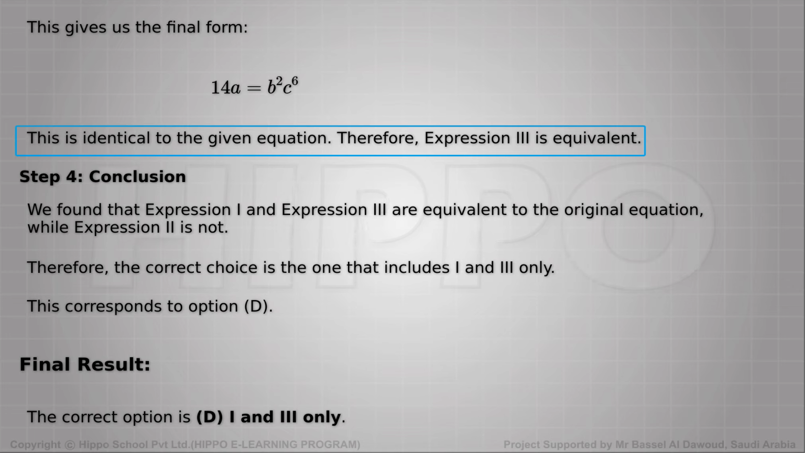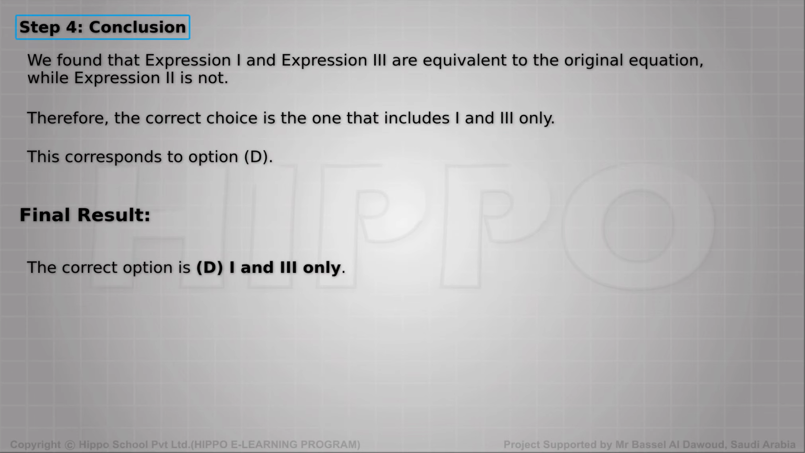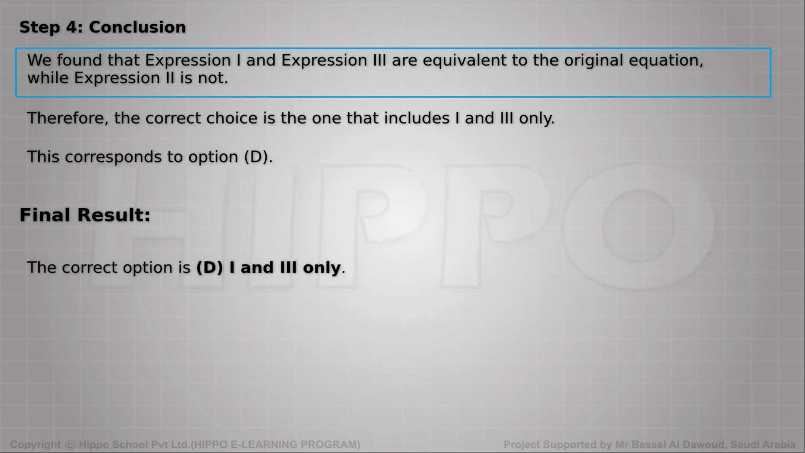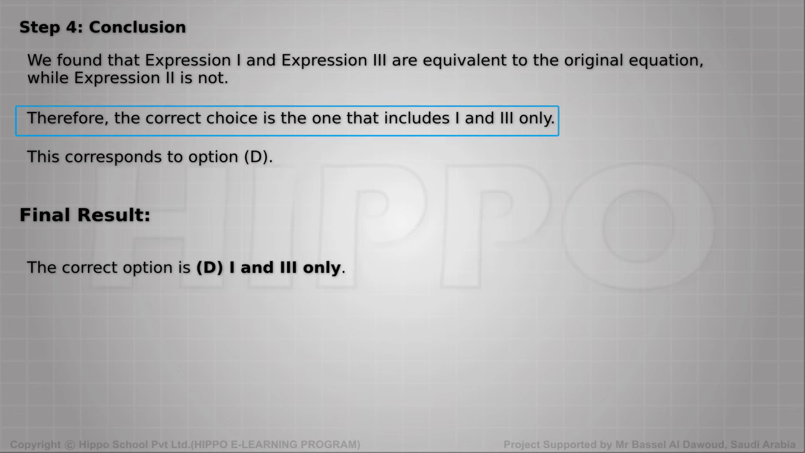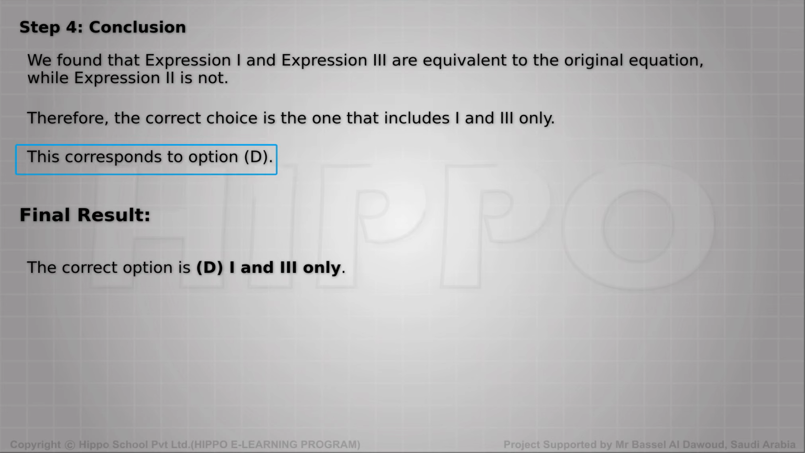So let's summarize our investigation. We systematically checked each expression. We found that expression 1 successfully simplifies to the original equation. We found that expression 2 does not. And we found that expression 3 also simplifies to the original equation. Therefore, the correct answer must be the one that says only 1 and 3 are equivalent. Looking at our options, that is choice D.